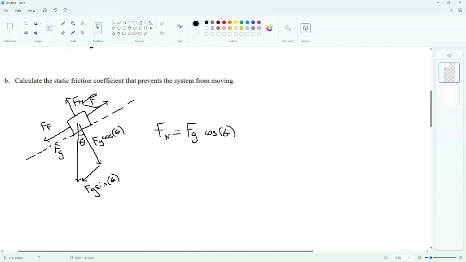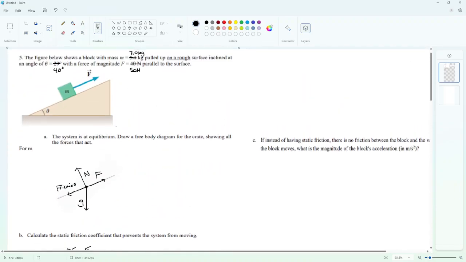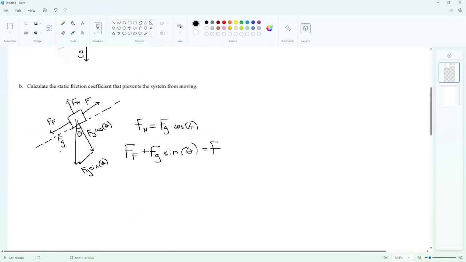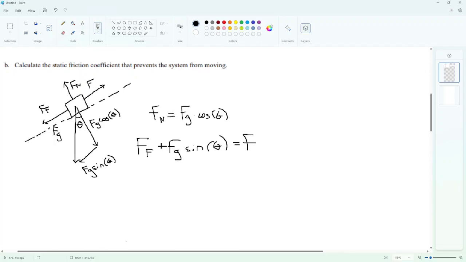Oh, but don't forget this one down here, because it's also adding to it. So force of friction plus Fg sine of theta is going to be equal to F, assuming that this block is not moving. We know that this block is not moving because the system is in equilibrium. Equilibrium is a fancy way of saying ain't nothing happening.